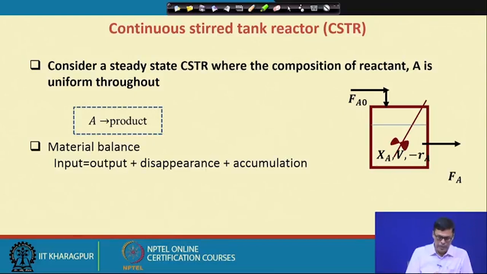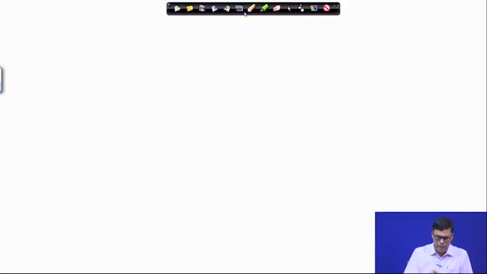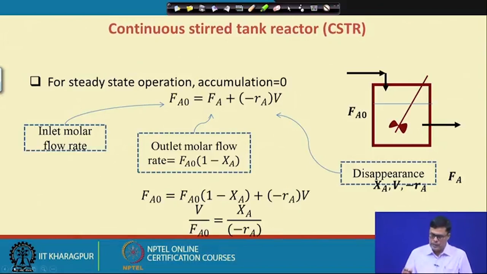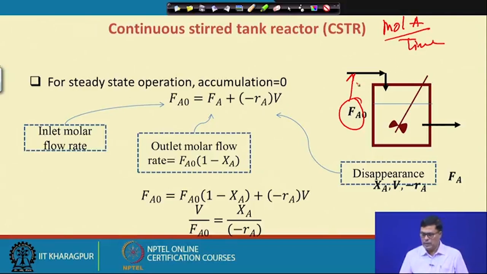So your material balance is input equal to output, the same as we have done before. Input equal to output, disappearance plus accumulation. Now, how can we analyze the reactor? Let us assume this is FA. Here FA is the moles of A per unit time you are feeding in the reactor.